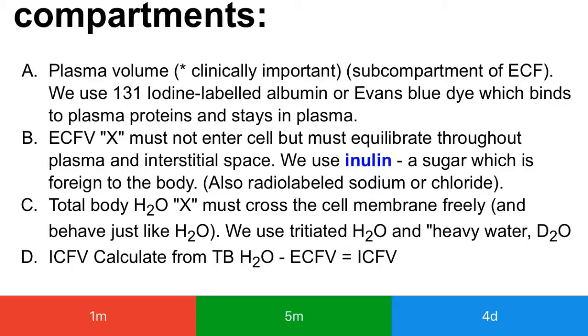Total body H2O must cross the cell membrane freely and behave just like H2O. We use tritiated H2O and heavy water, D2O. That'll go everywhere. Then total body H2O minus extracellular is intracellular. That makes sense. So you just inject all three, and you get all three components.